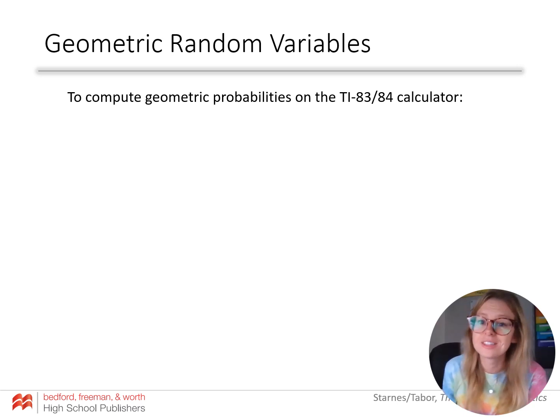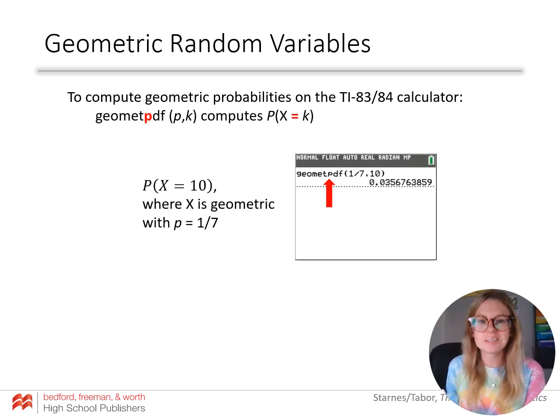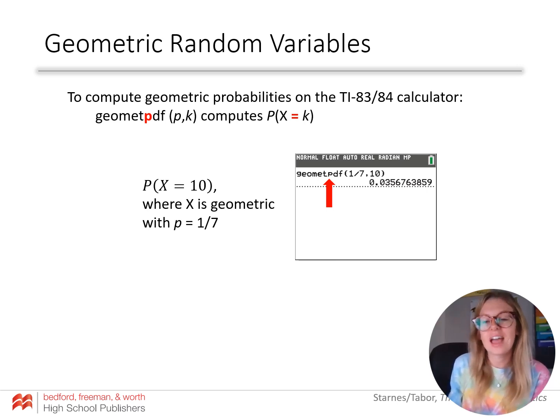Oh, JK, let's look at the calculator function. So if I plug this into my calculator, we want to know exactly 10. We're going to go to the same spot, second vars. Now we're looking for geometric PDF, so we want it to be equal to 10. So we're doing the probability that x equals 10, and our probability is 1 out of 7.